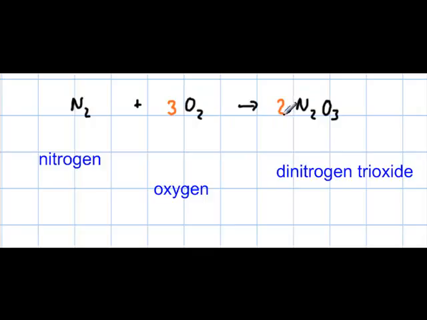Now we're going to look at the nitrogen. So here we have 4. That means on the left hand side we also need 4, so we're going to put a 2 in the front. And as you can see, that is balanced. 4 nitrogens, 6 oxygens, and 6 oxygens.